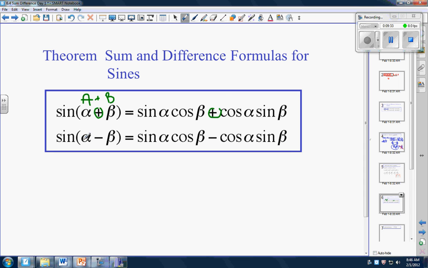Okay. Here's your sine difference formula. Sine first one, cosine second one, minus cosine first one, sine second one. So the sine subtraction formula also keeps a negative there as well. Okay, so part 2, we'll look at how we actually use this guy.